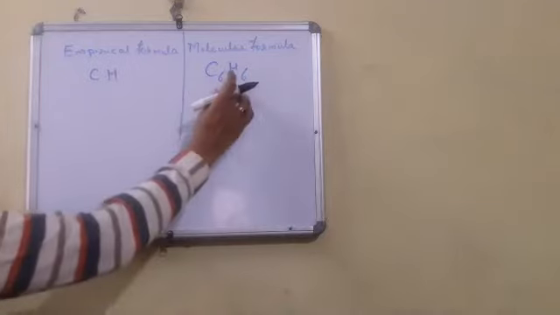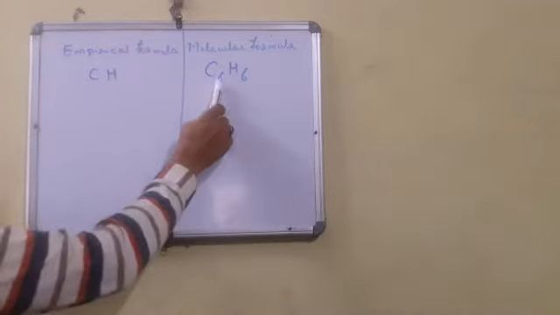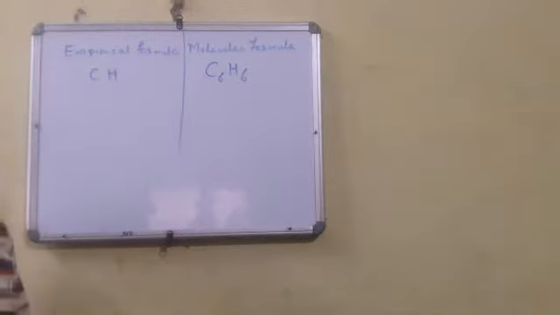For example, we know that the molecular formula of benzene is C6H6. It contains 6 atoms of carbon and 6 atoms of hydrogen. But if we write the simple whole number ratio of benzene, we can write CH. Understood? That is the simple whole number ratio of the atoms of an element present in a given compound. That is called empirical formula.